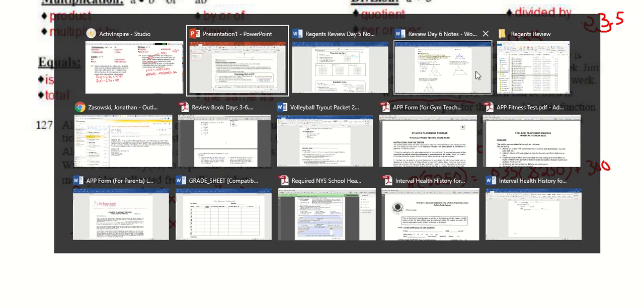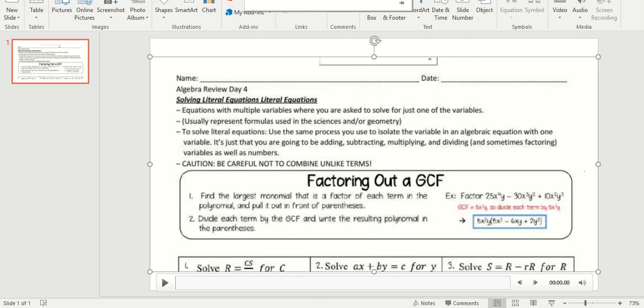So if we take our calculator, do we have one open? We do not. All right, pause while I open.